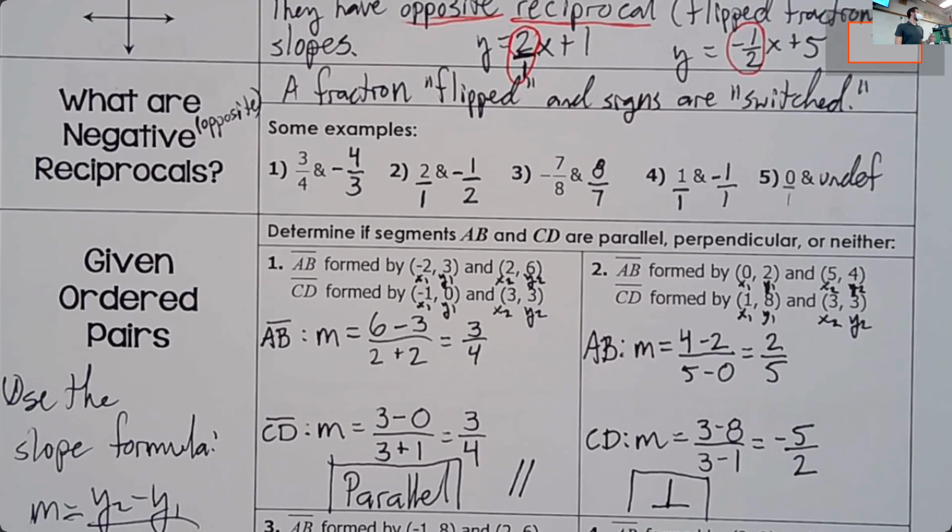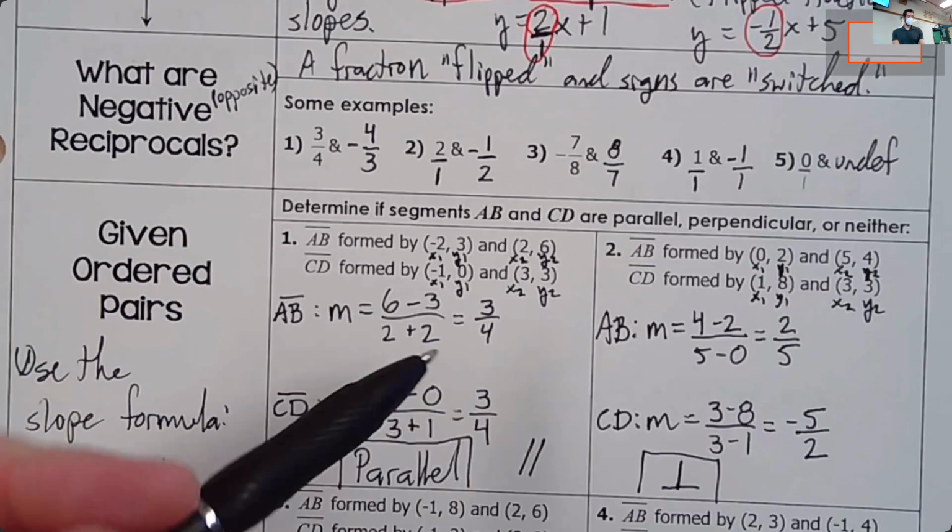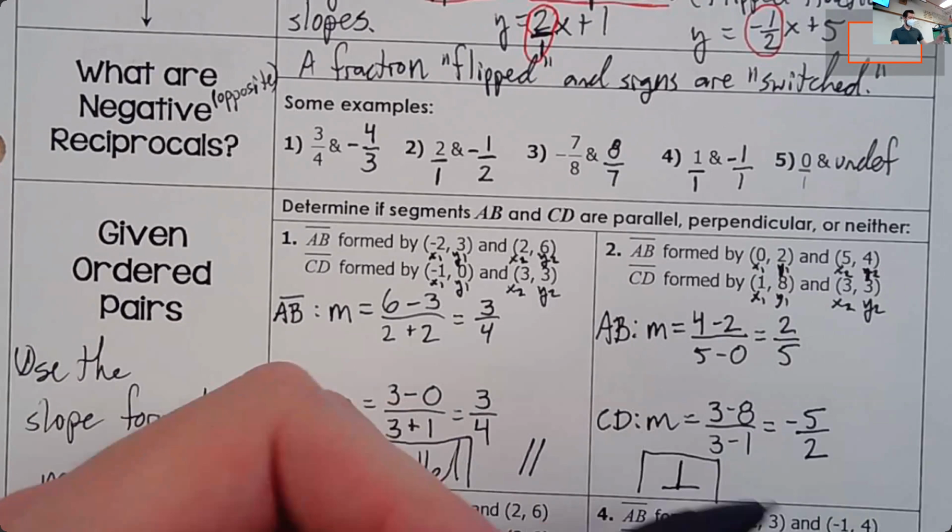Let's look at number 3 and we'll find out. That's a great question. What happens if they're not the same number? What happens if they're not opposite reciprocals? Let's look at problem number 3.